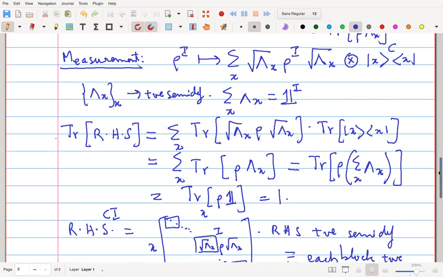Basically, suddenly nature decided to give you one of these x's and not create this whole state, which is the summation over x. But nature decided to give you one of these x's, and that x appears with the probability, which is the trace of this guy. So you have to normalize and all those things. So essentially, you're conditioning on x.